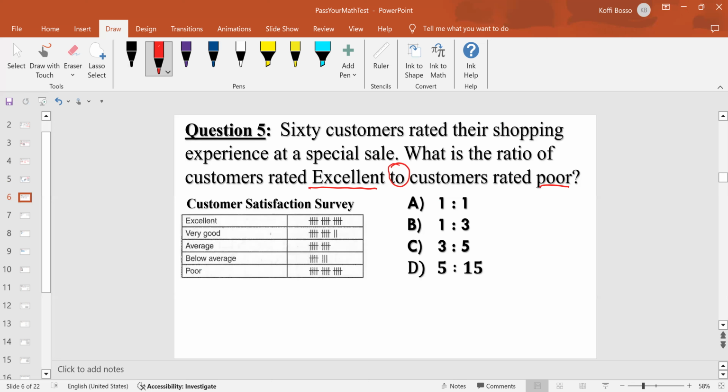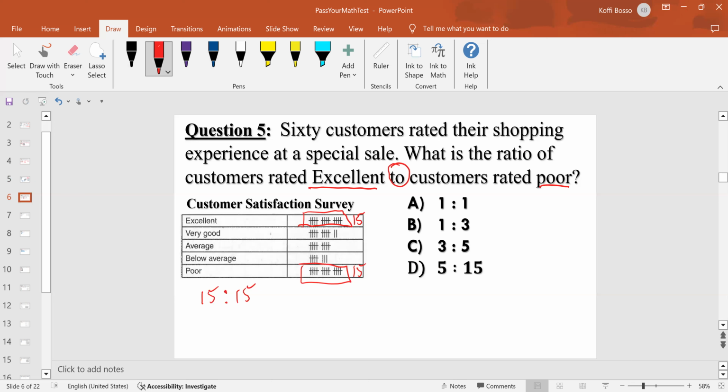So excellent, we have this tally here. If you count, you have 15. Poor, again, if you count, you have 15. So excellent to poor means 15 to 15. But there is no choice here as 15 to 15. That means we need to reduce it.